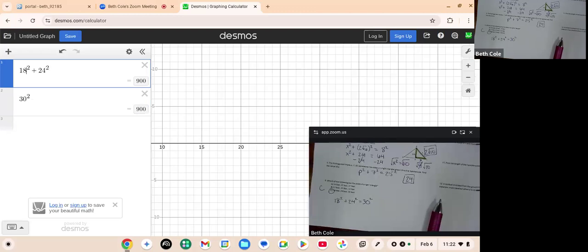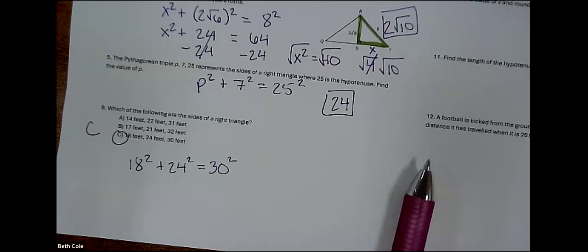What were the numbers in A? All right, this 14, and if I change this to 22, and then what was the other one? 31. Do you see how those are not the same? Yeah. Okay. On your test, you're going to have to check each one of them. I'm not doing every single one right now, just for the sake of time.